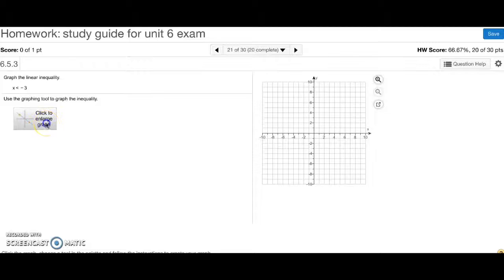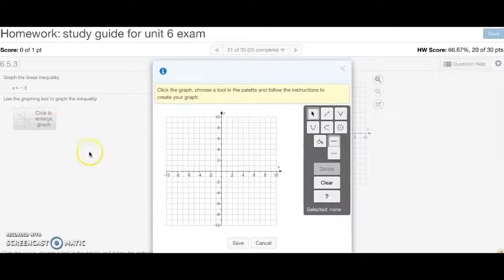Okay, number 21, we are graphing the linear inequality. So when we have x is less than negative 3, we need to graph the line x equals negative 3, which is a vertical line. Notice there is no line underneath the inequality, so it's going to be a dashed line. So going to negative 3 on the x-axis, making a vertical line there, with a dashed line, that will be my line.